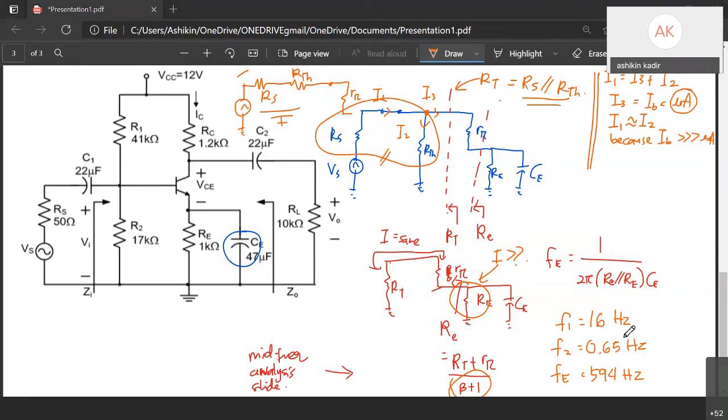Can you get your frequencies? No, because there are no values for beta or R pi. Oh, beta and R pi, you can use the same as previous. Beta is 80, because this is from the previous DC analysis.